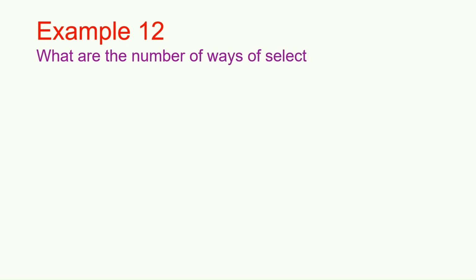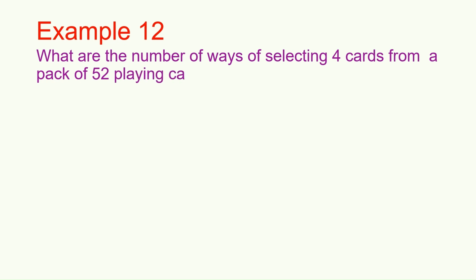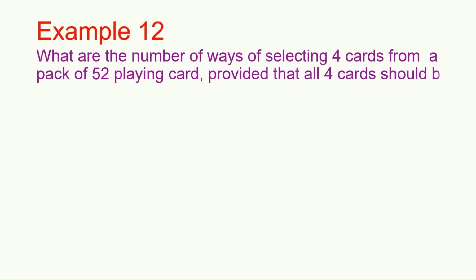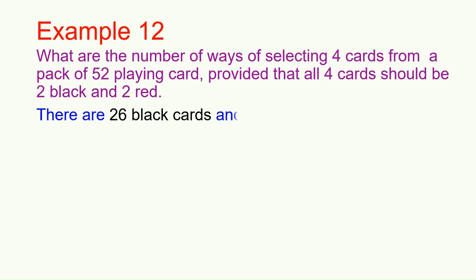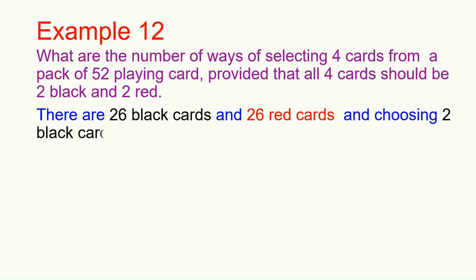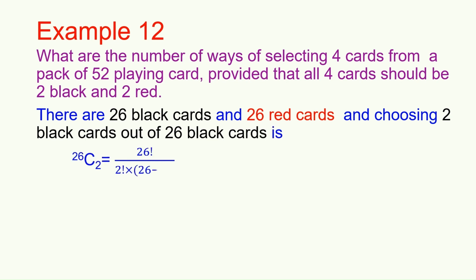Example number 12. What are the number of ways of selecting 4 cards from a pack of 52 playing cards, provided that all 4 cards should be 2 black and 2 red? There are 26 black cards and 26 red cards, and choosing 2 black cards out of 26 black cards is 26C2, which equals 26 times 25 divided by 2, equals 325.